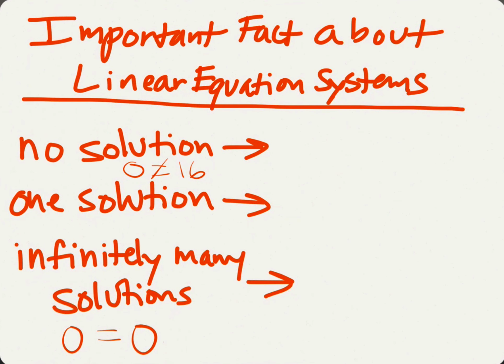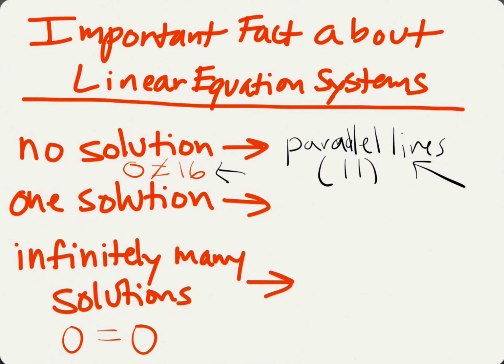Here's just a couple of important facts that you need to know about linear equation systems. Whenever you have no solution, so when you get something like this, that means that the two equations are parallel lines, which is symbolized by that. So it's like two lines that never intersect, like that. You're not going to get a solution for both of them. You're not going to find where they intersect on the coordinate plane.